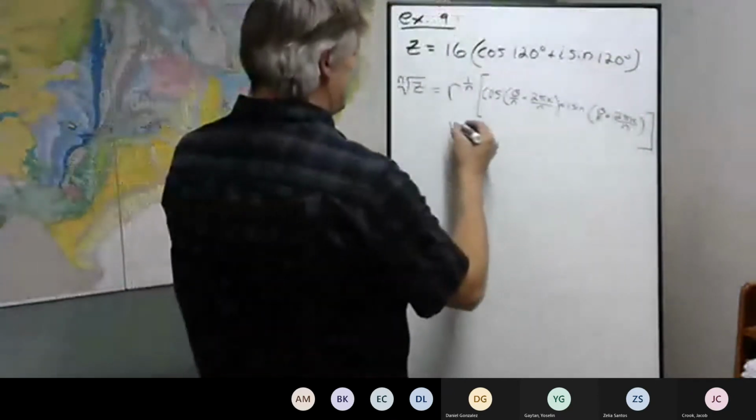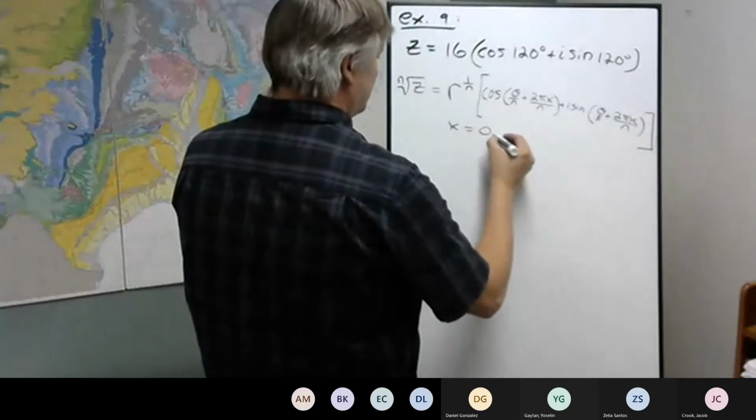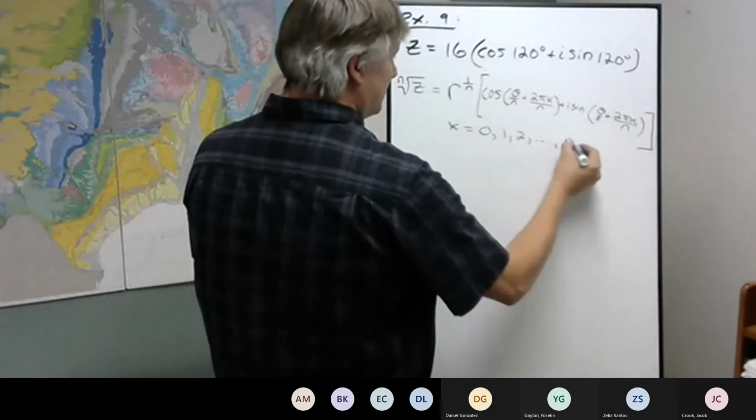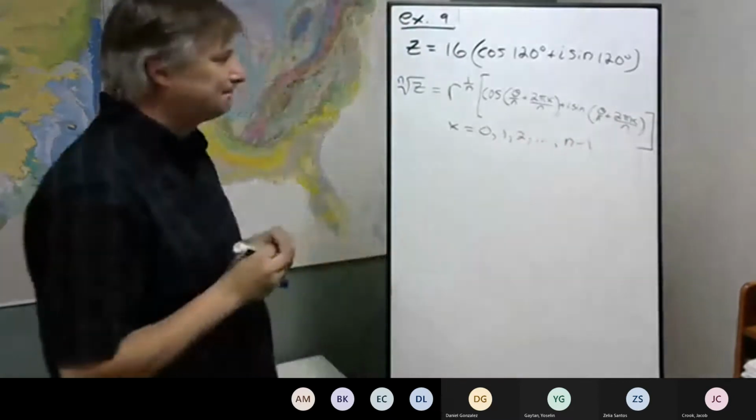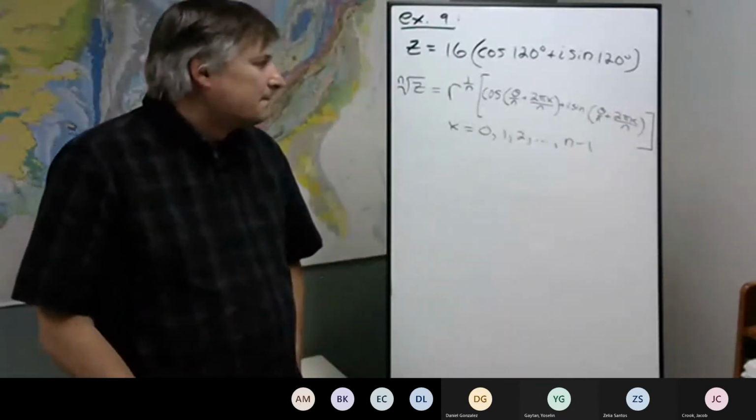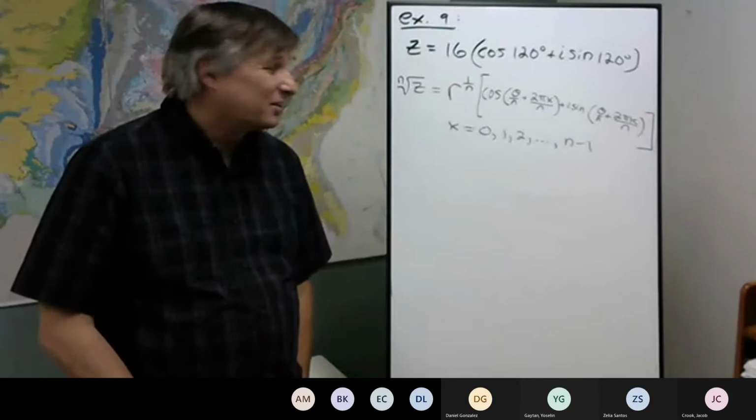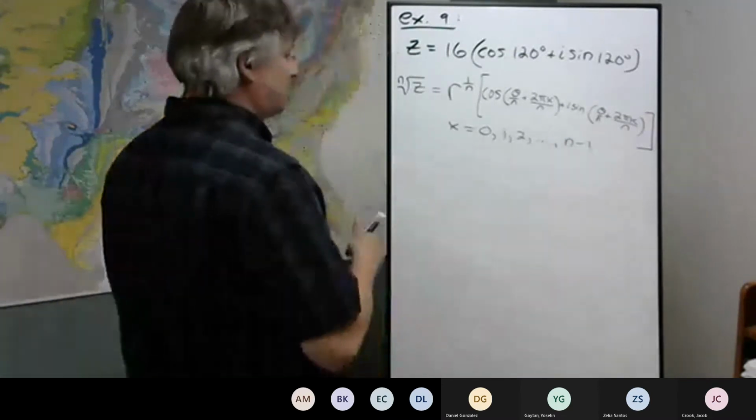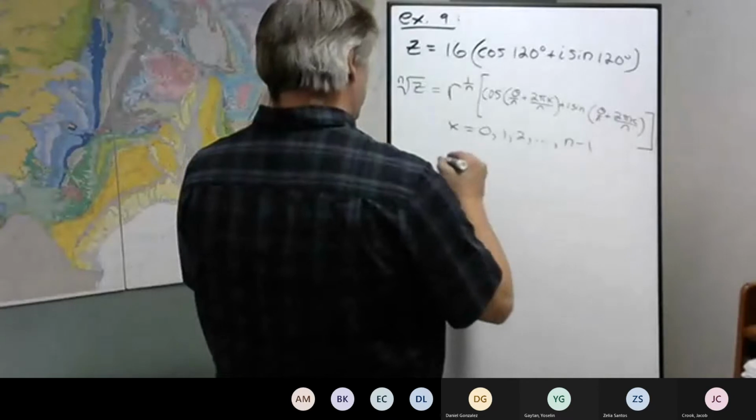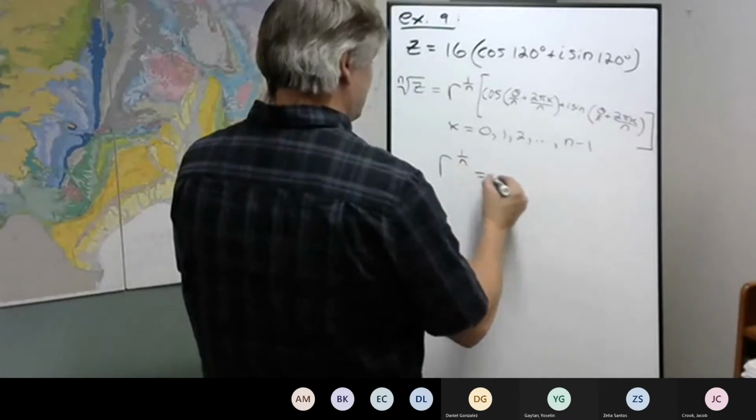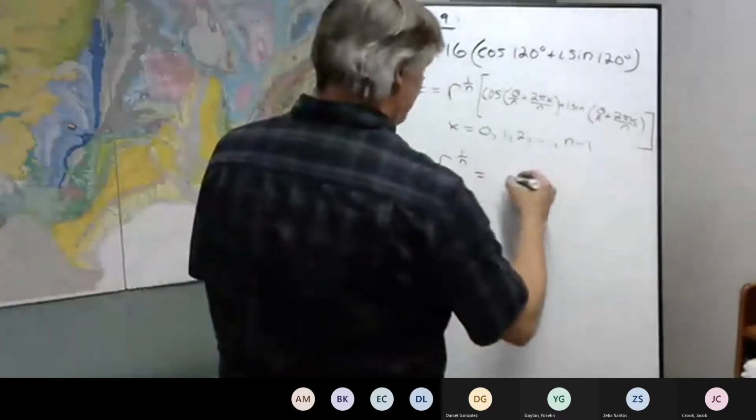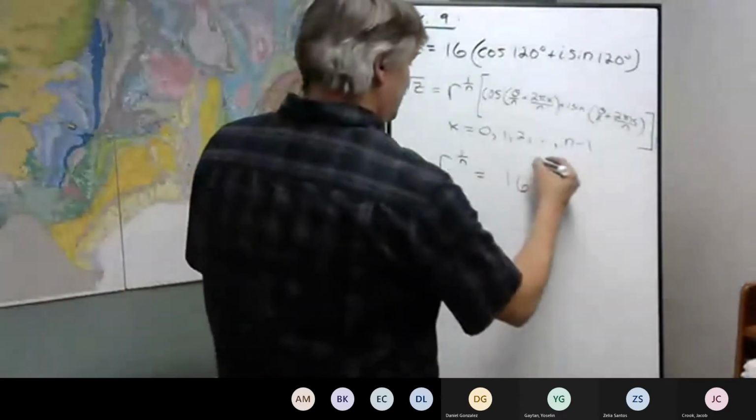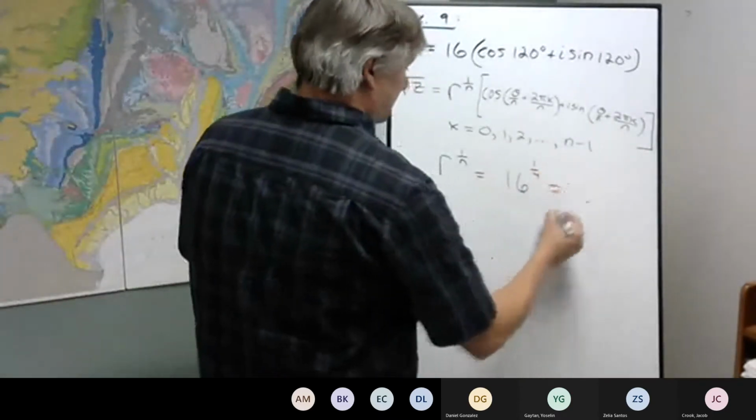And again, k is equal to 0, 1, 2, ..., n minus 1. So how do we use this thing? Well, r to the 1 over n is easy. So r to the 1 over n, well, r is 16. Now we're talking the fourth root, so that's going to be 16 to the 1 fourth.